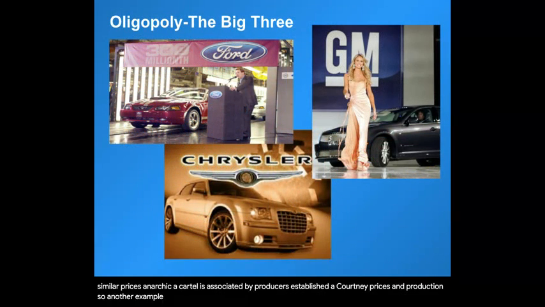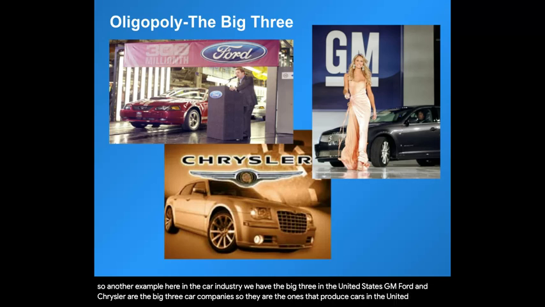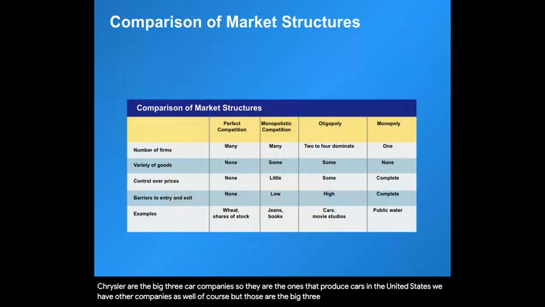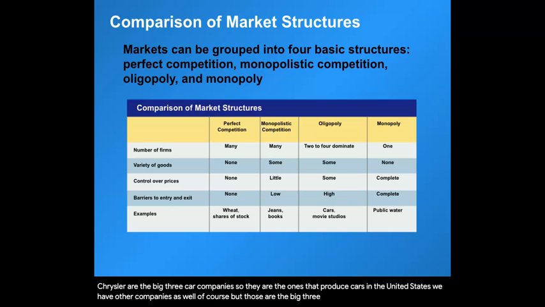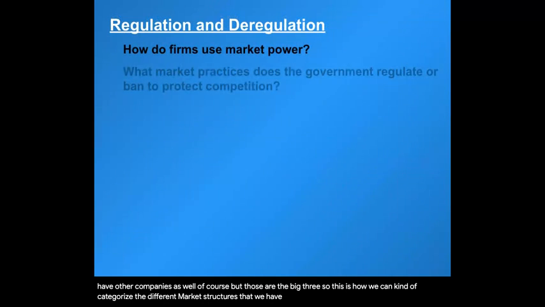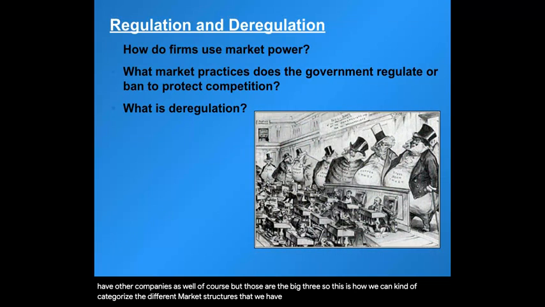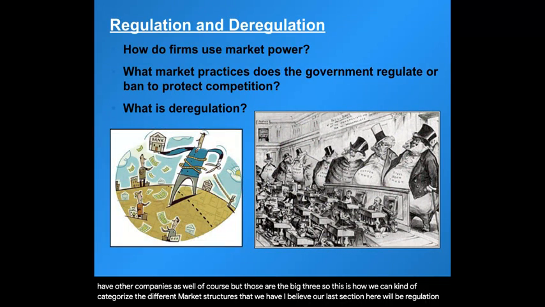Another example here is the car industry, where we have the big three in the United States. GM, Ford, and Chrysler are the big three car companies. They're the ones that produce cars in the United States. We have other companies as well, of course, but those are the big three. So, this is how we can categorize the different market structures that we have. I believe our last section here will be regulation and deregulation.